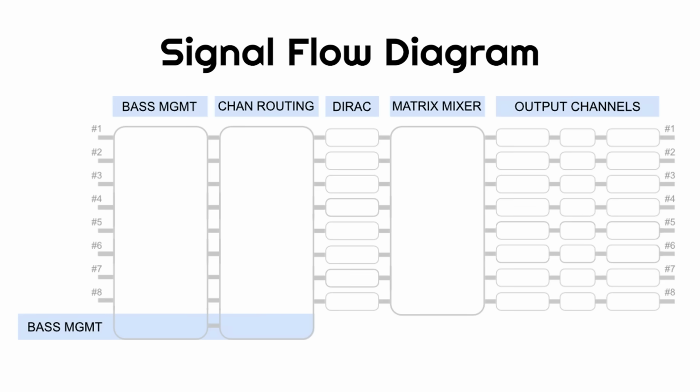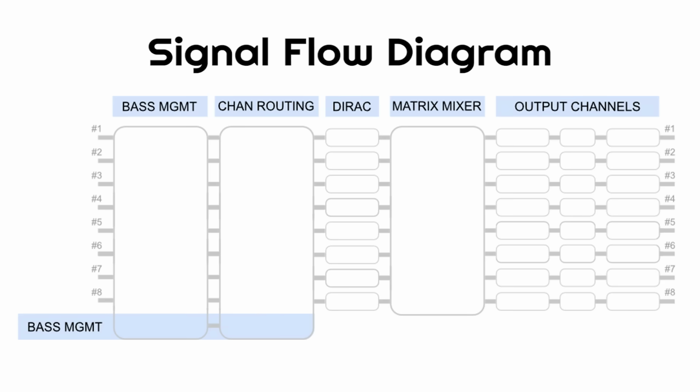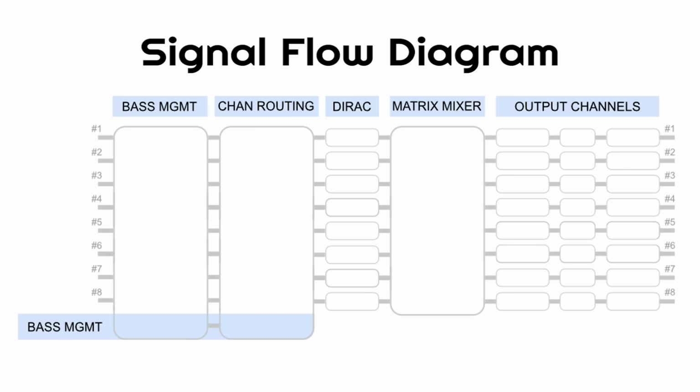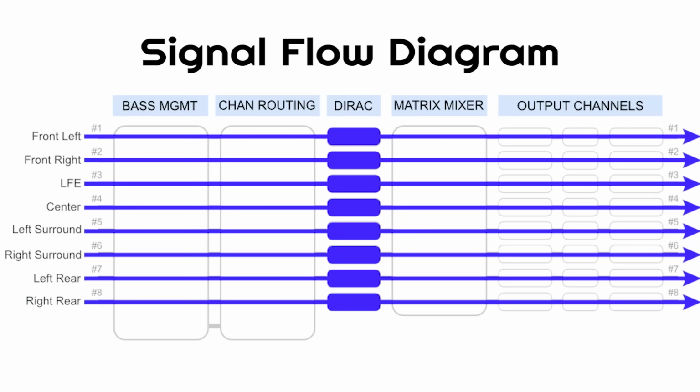The signal flow diagram is designed to work as a roadmap, allowing you to chart the different elements of your system before beginning to set the configurations. This example shows a straight-through configuration with no bass management or crossovers. It is the default configuration for the Flex HTx.